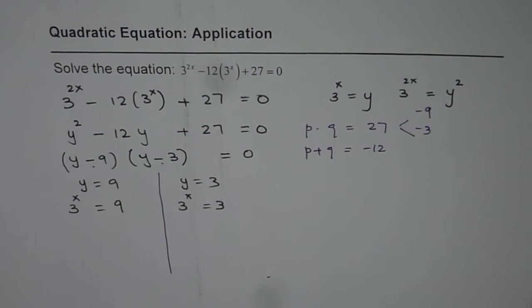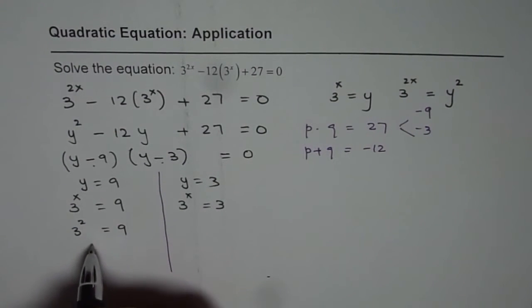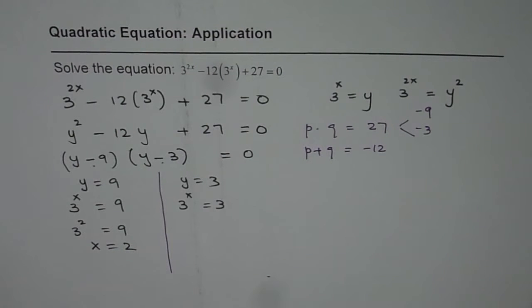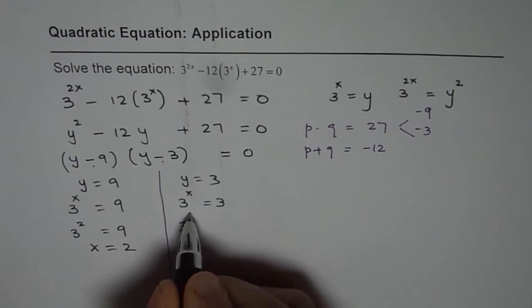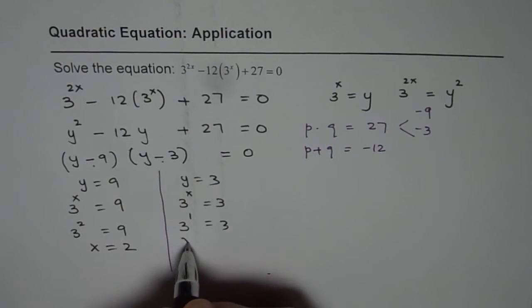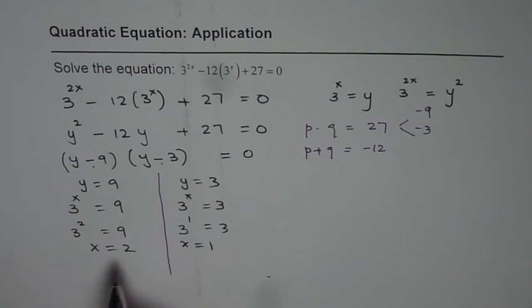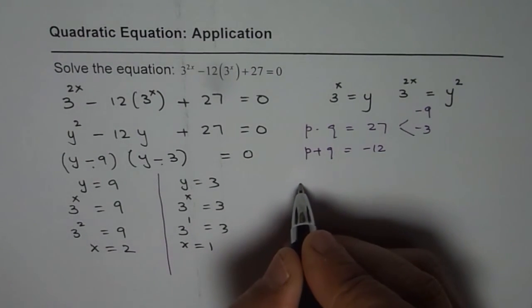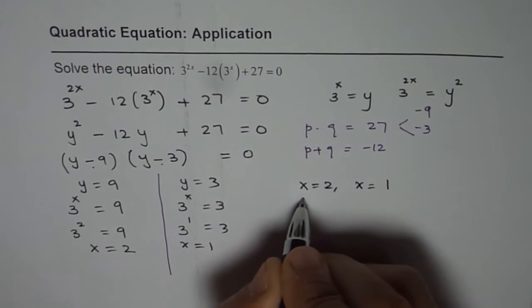Now what is the value of x which is going to give you 9 as your result? Well, we know 3 to the power of 2 is 9. Therefore, x is equal to 2. This is one way of thinking, correct? Well, that's the right way. 3 to the power of 1 is 3, and therefore x equals 1 is the solution, right? So we get two solutions for this equation. One is x equals 2, the other one is x equals 1.